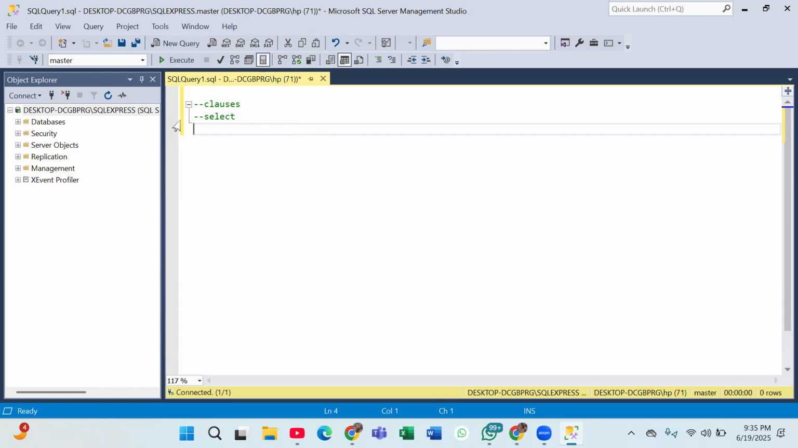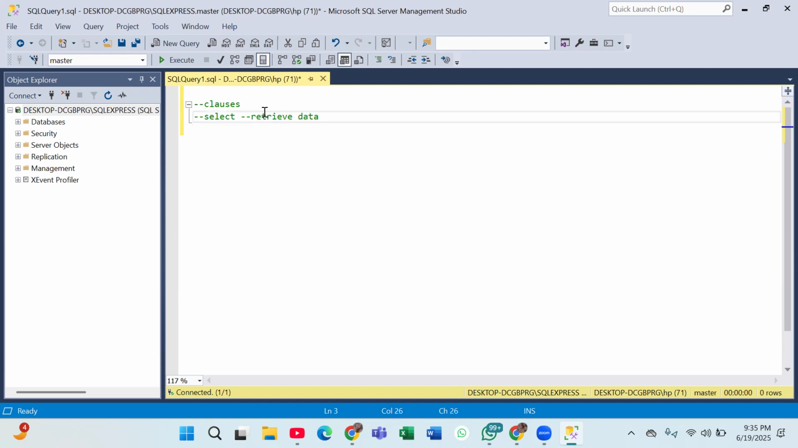Our first clause is the select clause. What's the use of select? To print the data. Good, very good. To query tables and data, to retrieve the data. So select is used to fetch the data, right? It is used to extract the data. Am I correct? Correct, everyone.